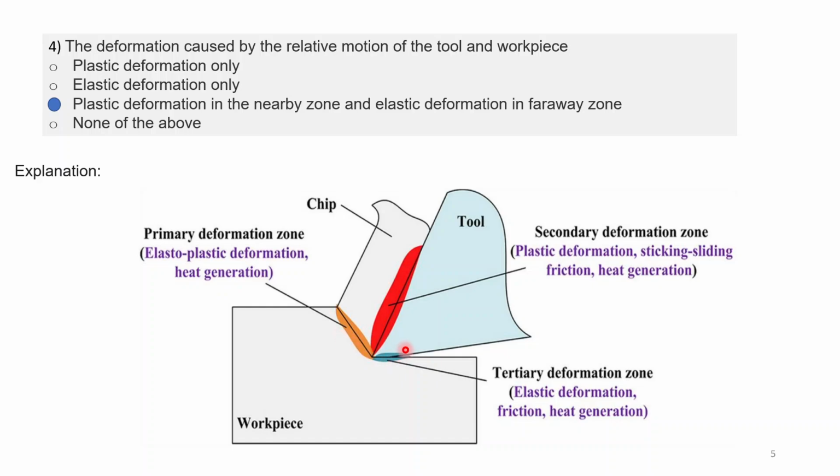Between the tool and workpiece we have the tertiary deformation zone. This one has elastic deformation, which has friction and heat generation. So primary, secondary and tertiary are zones dependent on the heat that is generated in these zones.